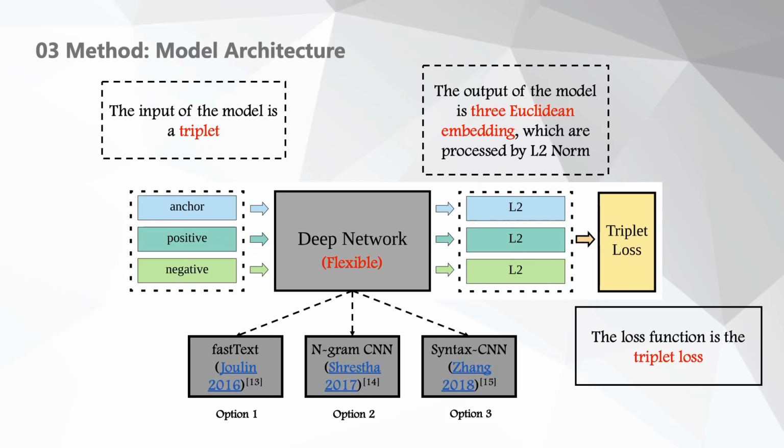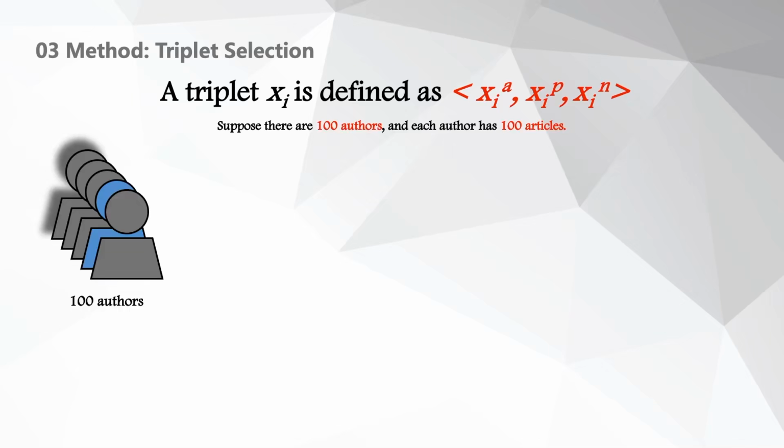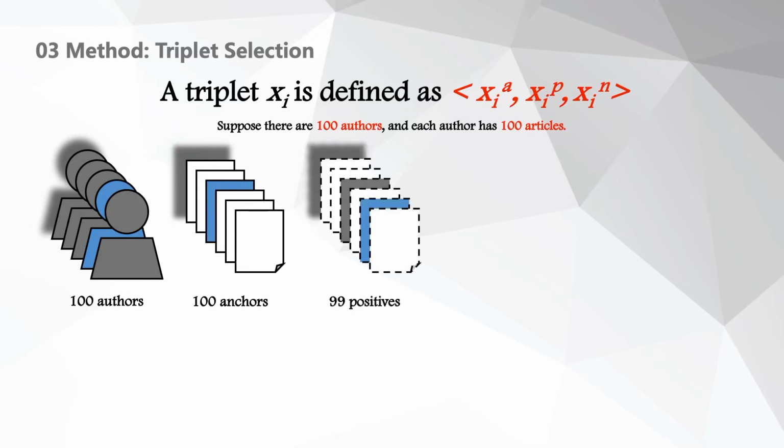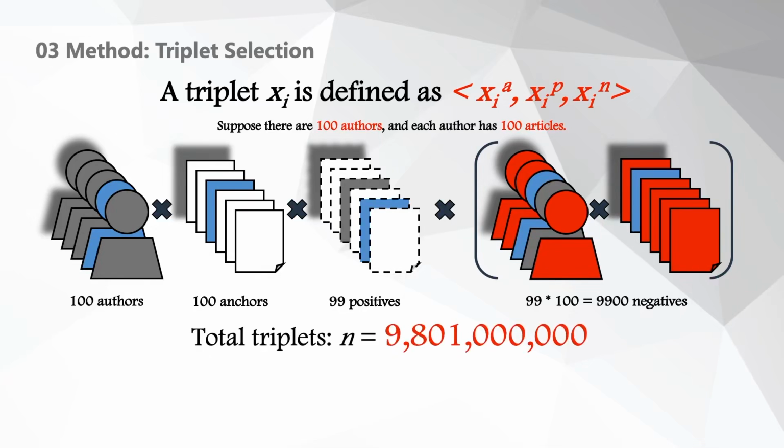Besides, we also optimize our triplet selection method. Suppose we have 100 authors in our dataset, and each author has 100 articles. So for each author, there will be 100 anchors, and each anchor has 99 positives to pair. Since there are 99 different authors, we multiply it by 100 articles per person, which is 9900 negatives. The product of those numbers gave us about 10 billion kinds of triplet combinations. That is a huge number, even though we only have 10,000 articles in our dataset.